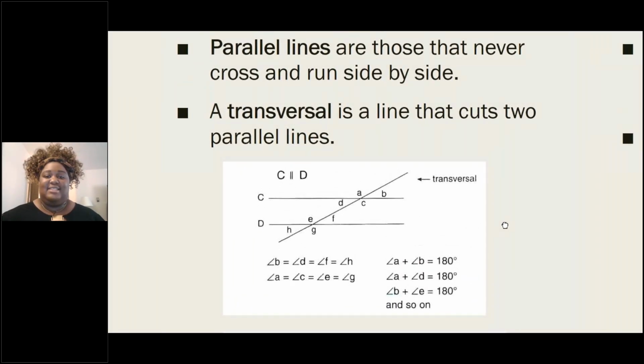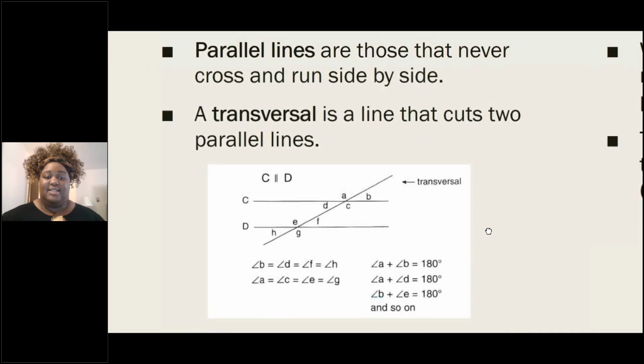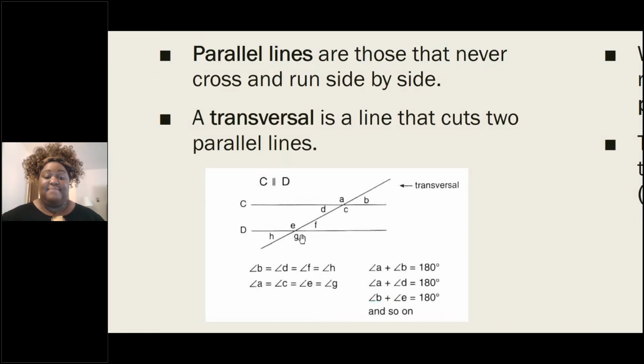So parallel lines are those that never cross and they run side by side. In this case, line C, which goes across here, and line D, which goes across here, they're parallel. They're running side by side, but they'll never cross. And this symbol here, which actually looks like two parallel lines, is the symbol for parallel lines. Whenever you see this, that lets you know that line C is parallel to line D. So that's another symbol to remember.